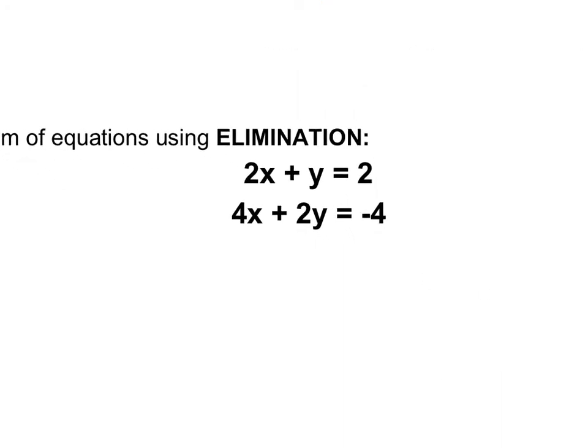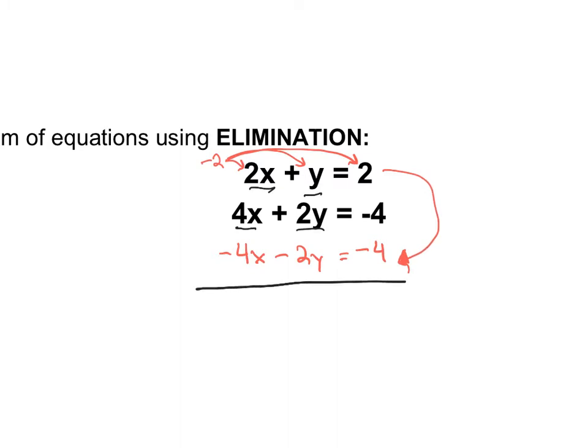Okay, elimination, here we go. I need the x's to cancel or the y's to cancel. It doesn't matter which one; you just focus on one of them. I'm going to think about the x's. If I multiplied this by negative 2, it would be opposite. But this needs to be by negative 2, and this needs to be by negative 2, so they all need to be by negative 2. So I'm going to rewrite it: negative 4x minus 2y is equal to negative 4. Now I am going to focus only on my new modified equation and the one that was on the bottom, which is now on the top.